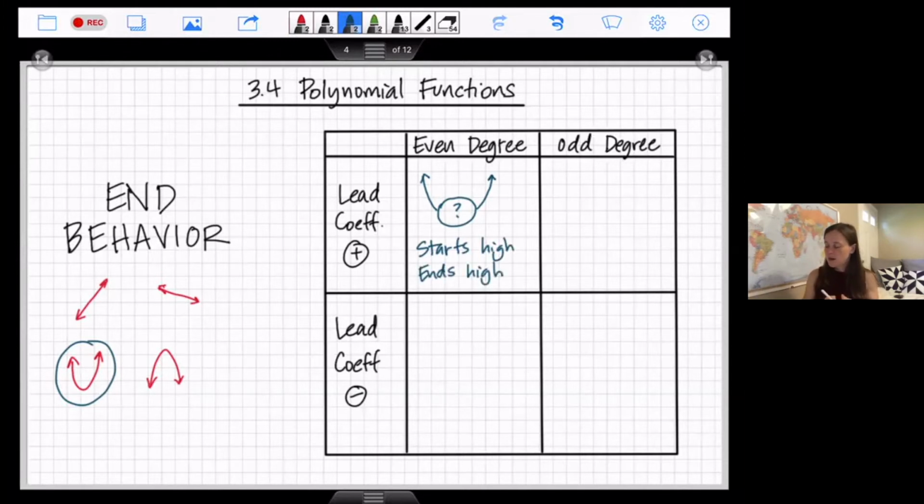All right. Now, if it's an even degree, let's stay in that column, but we give it a negative leading coefficient, it's going to do like the negative x squared, start low and end low. And again, because it's a polynomial, it might do all kinds of crazy roller coaster stuff over here in the middle, but the 2 arrows in the end are going to point down, starts low, ends low.